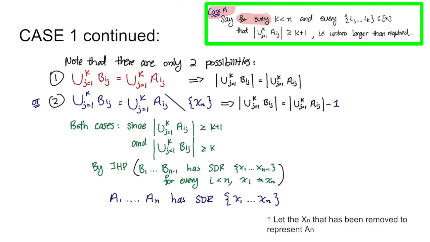Now, by induction hypothesis, we can see that all the sets that are strictly in front of An have SDRs, even if you remove xn, and you would just let xn, which has been removed from all previous sets, represent An. Since it is removed from all previous sets, it will be distinct from the representatives of the previous sets. Then you will have a valid SDR for a set system of A1 all the way to An. So Hall's condition is sufficient for case 1.